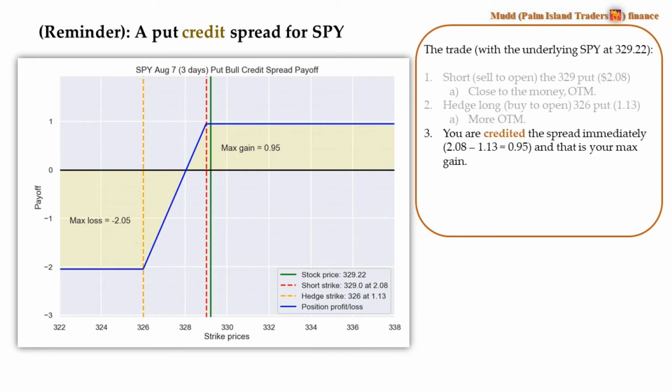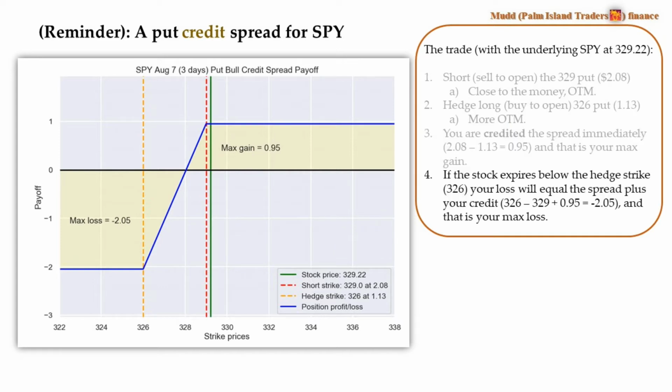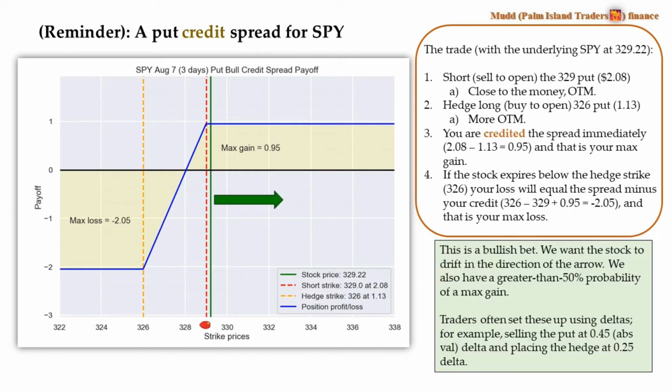You are credited the spread immediately, in this case 95 cents, and that is also going to be your maximum gain. If the stock expires below the hedge strike, 326, your loss will equal the spread plus your credit. In other words, in this example, a loss of $2.05, and that will be your maximum loss. And again, we remind ourselves that although we're using puts, this is a bullish bet.